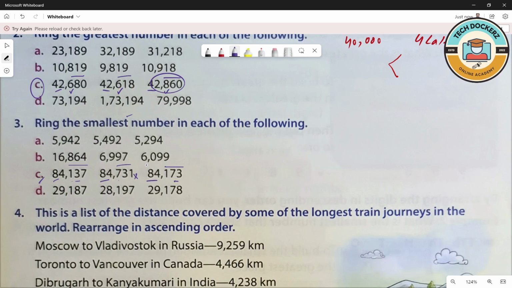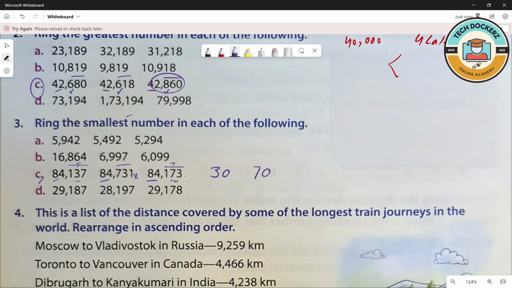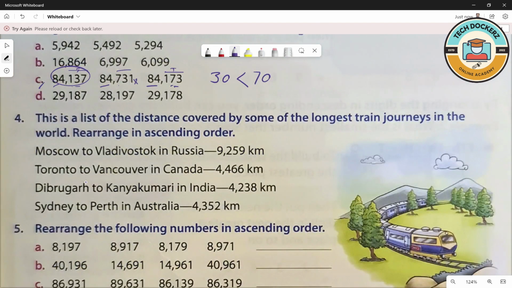The hundreds place is the same in both numbers, so the tens place will come into the picture. The tens place in this number is 30. The tens place in this number is 70. So which number is smallest? 30 is smallest. So we will pick the first number, 84,137, as the smallest number. Let's move to question number 4.